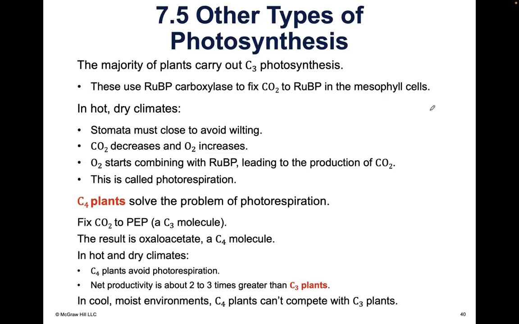Now, let's say, for example, we have a hot and dry climate. What usually happens in those cases, we know normally from adaptation, is that the stomata must close to avoid wilting, which means loss of water. CO2 would decrease and more O2 would increase. The meaning is the CO2 would decrease. Why? Because it does not want to waste the resources to produce more glucose, but it's going to be continuing with respiration. So this is why O2 would increase.